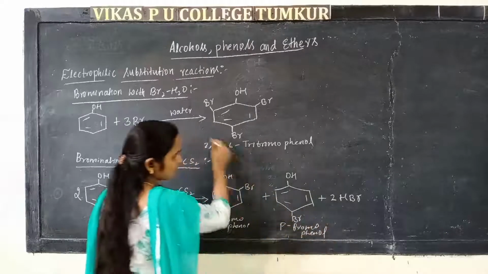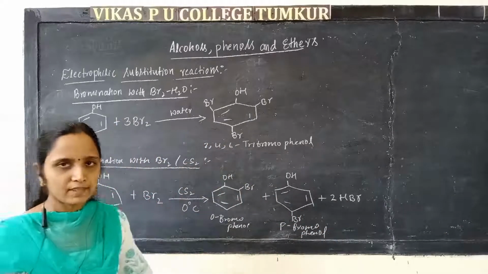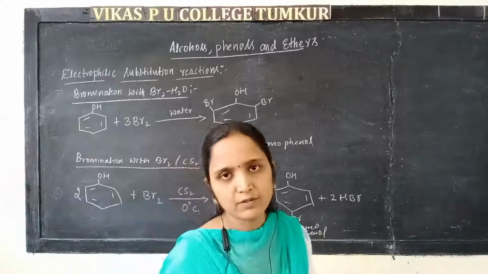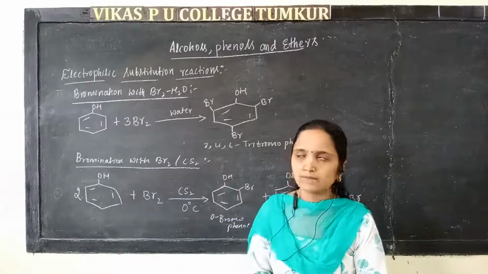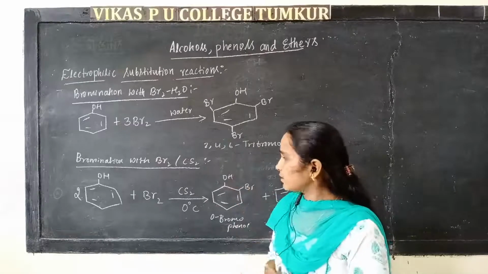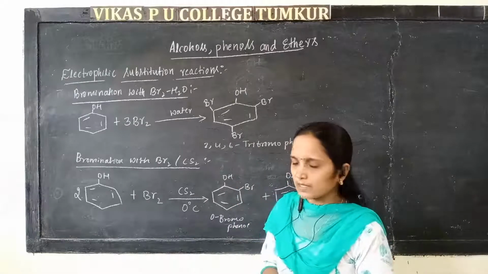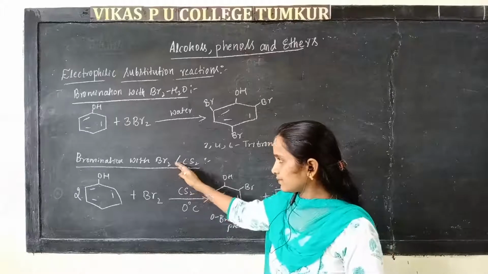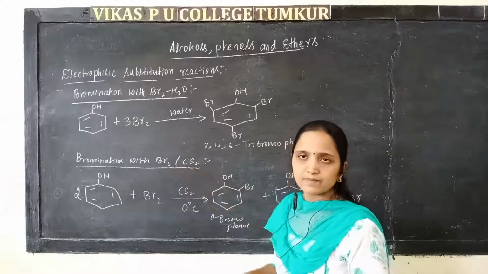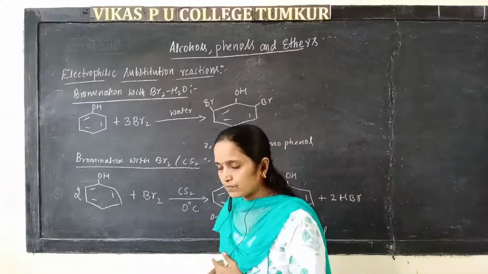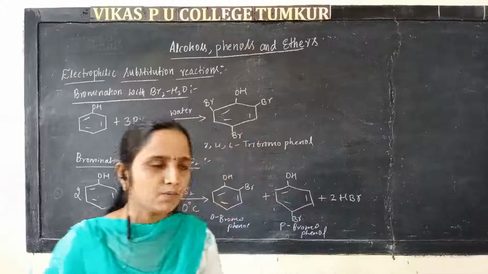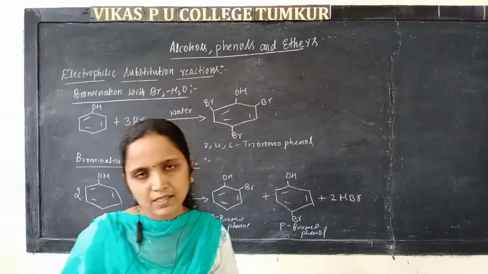This is about bromination. Bromination with bromine in the presence of water gives 2,4,6-tribromophenol. Bromination with bromine in the presence of carbon disulfide gives ortho-bromophenol and para-bromophenol.